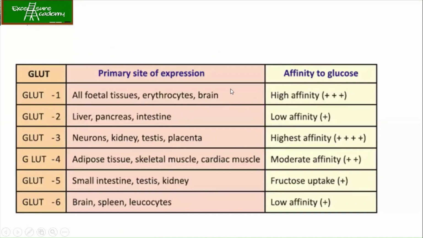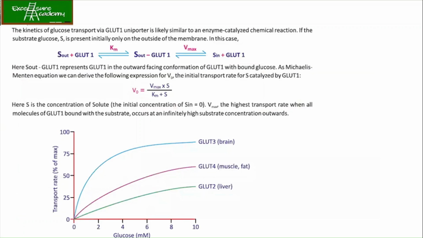And these are the other GLUTs where you can find the primary site of expression, and it also talks about the affinity to glucose. जितना ज़्यादा high रहेगा उतना ज़्यादा plus दिए रखा है, ठीक है? Okay, this is okay if you can't remember, but try to understand this graph which is important. So इसमें हमें क्या देखने को मिला है, that GLUT3 has got the maximum velocity, okay, at a given glucose concentration. Okay, that's all for today, guys. Any further doubts?